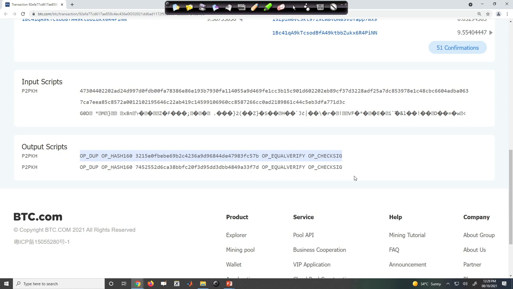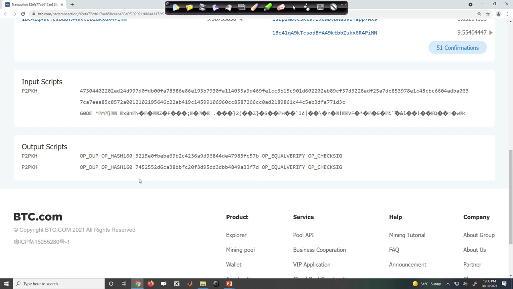So, there are two output scripts. Whatever was there as the input, it is making two payments to two different parties. The first one has OP_DUP, OP_HASH160 like we talked about, and then I have this detailed public key here, and then OP_EQUALVERIFY, OP_CHECKSIG. So, all these are exactly similar to what we discussed before.